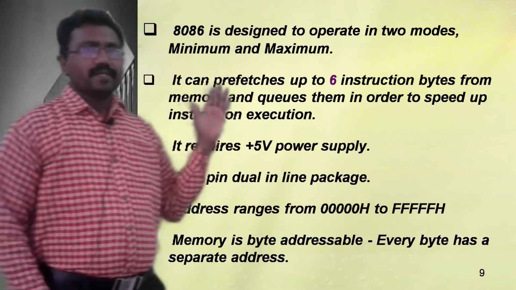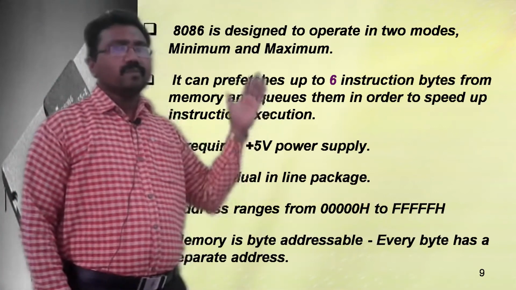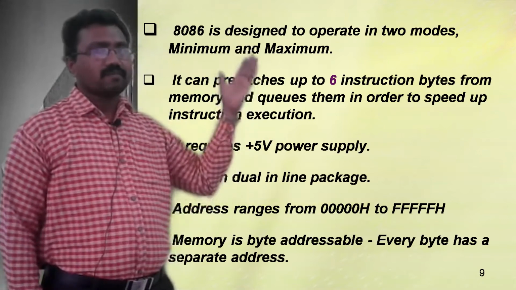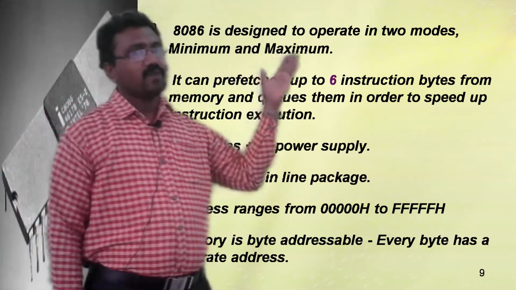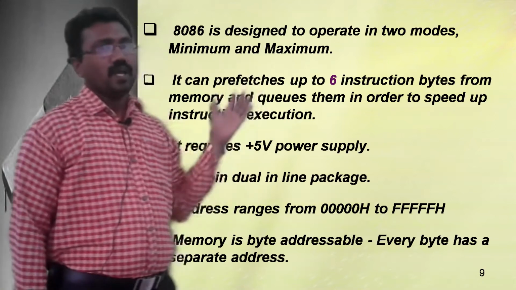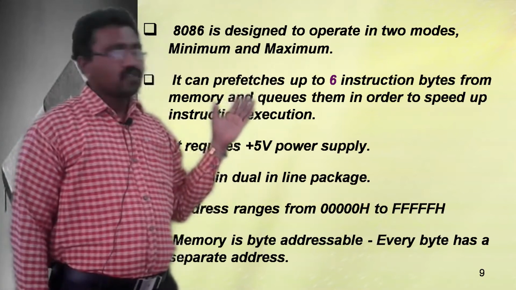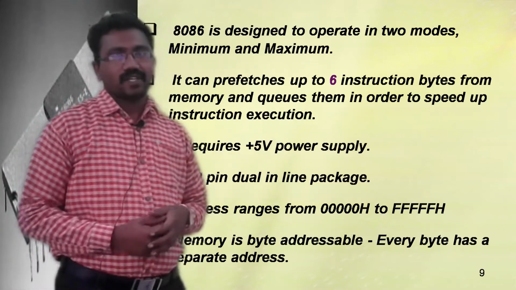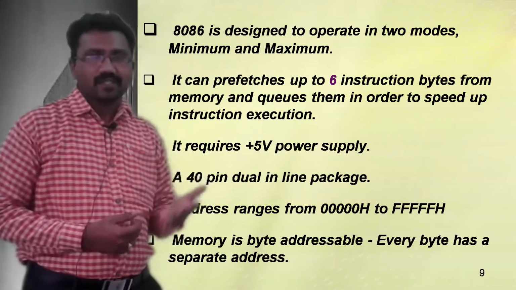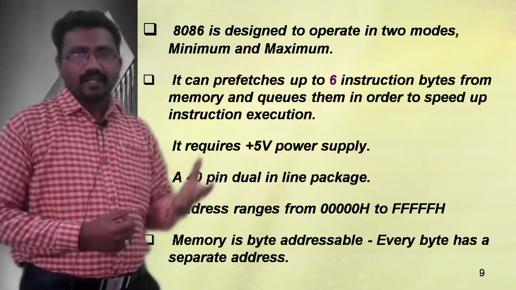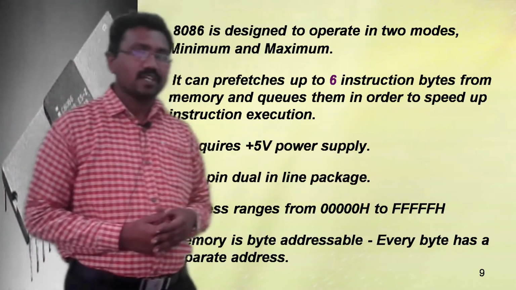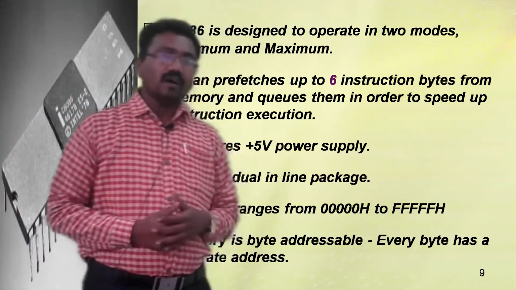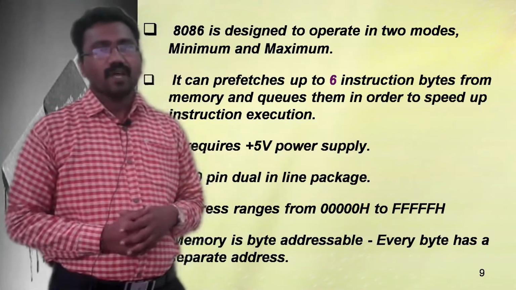So 8086 can operate in two modes, minimum mode and maximum mode. Minimum mode is nothing but single processor mode. Maximum mode is nothing but multiprocessor mode. A very important feature of the 8086 is that it prefetches while executing the current instruction. It prefetches in advance. While executing the current instruction, it reads the next instruction from the memory in advance.